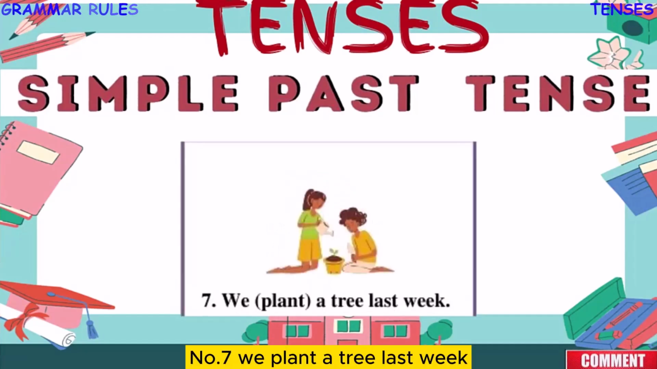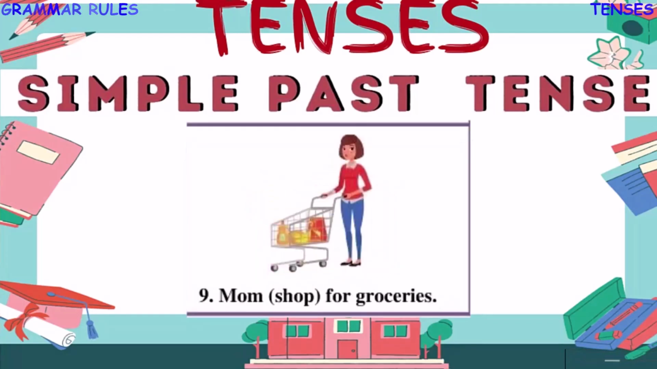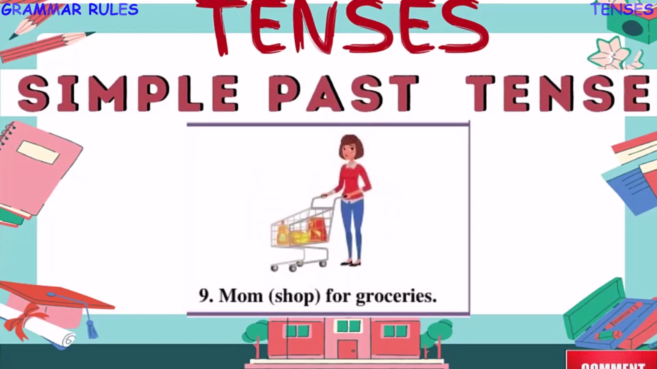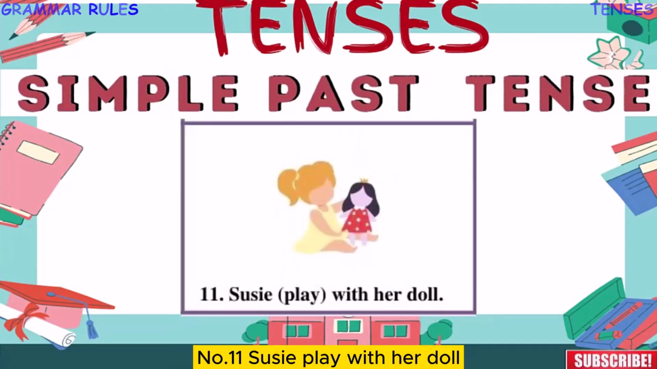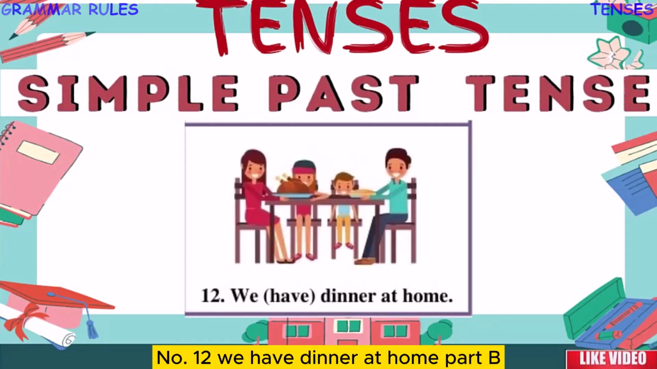Number 7. We plant a tree last week. Number 8. They sing favorite song. Number 9. Mom shop for groceries. Number 10. The cat sleep on the floor. Number 11. Susie play with her doll. Number 12. We have dinner at home.